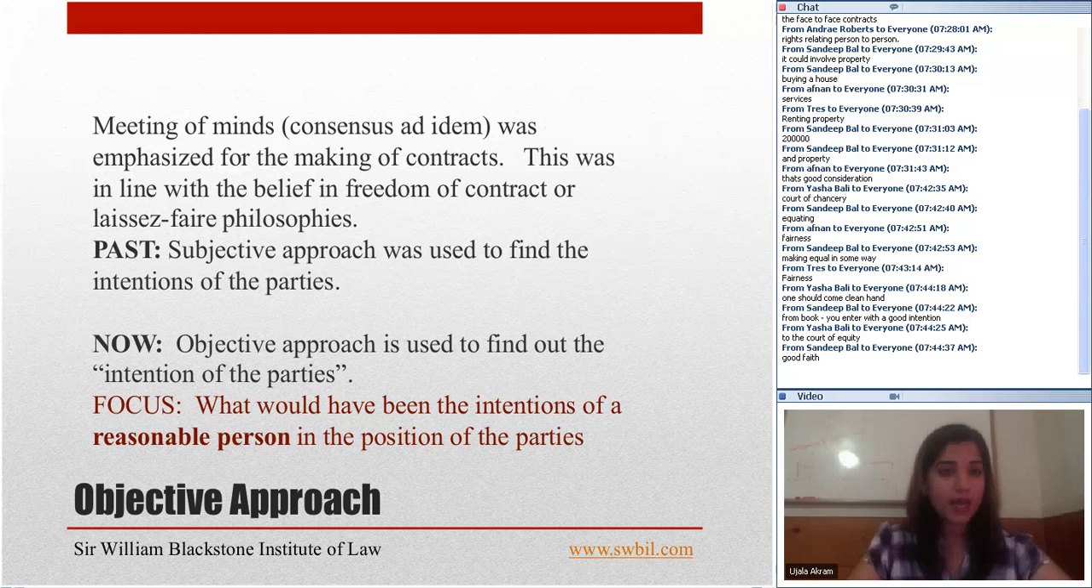So in the past, a subjective approach was used to find the intentions of the party. So what was the intention of the party? The judge used to look at the individual particular intention of each party. What could be the possible problems with the subjective approach of finding the intentions of the party in the past? Any problem that you see with the subjective approach of finding the intentions?